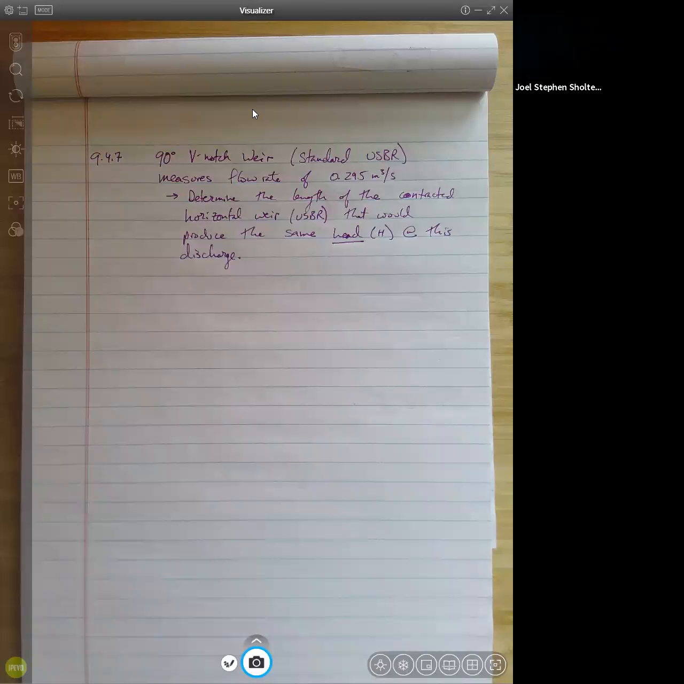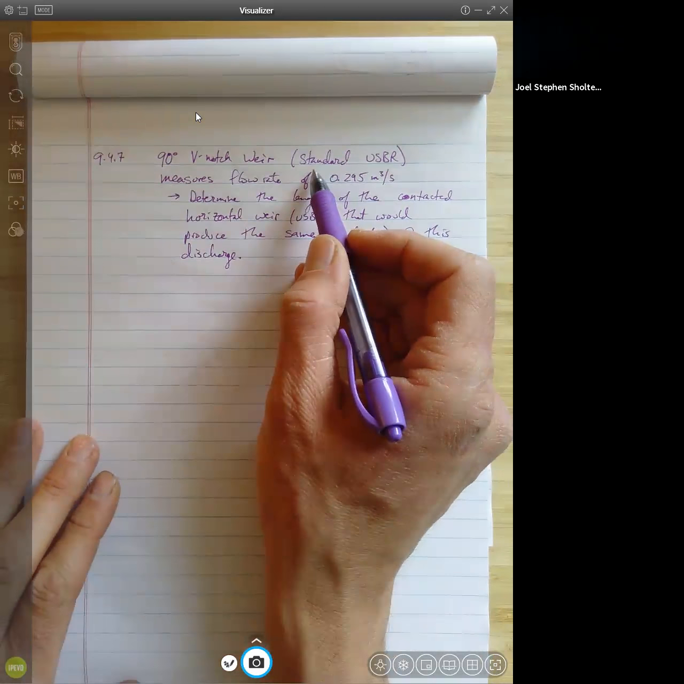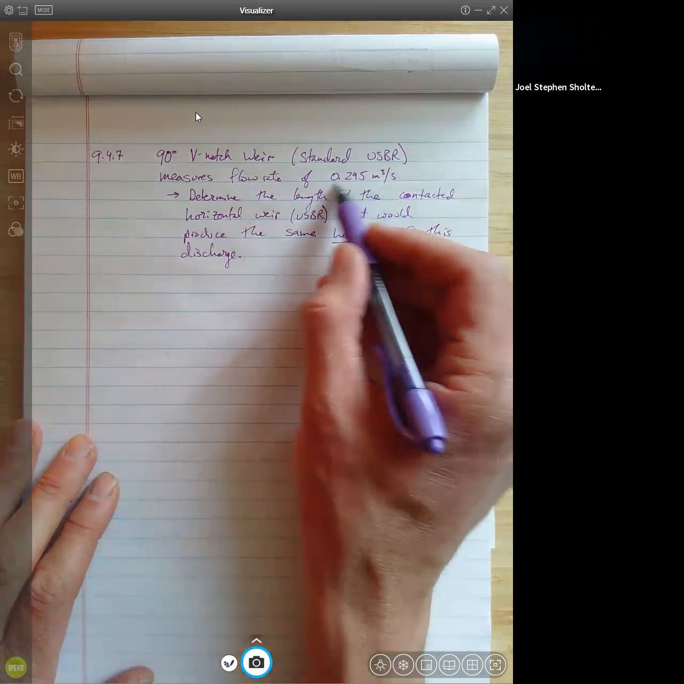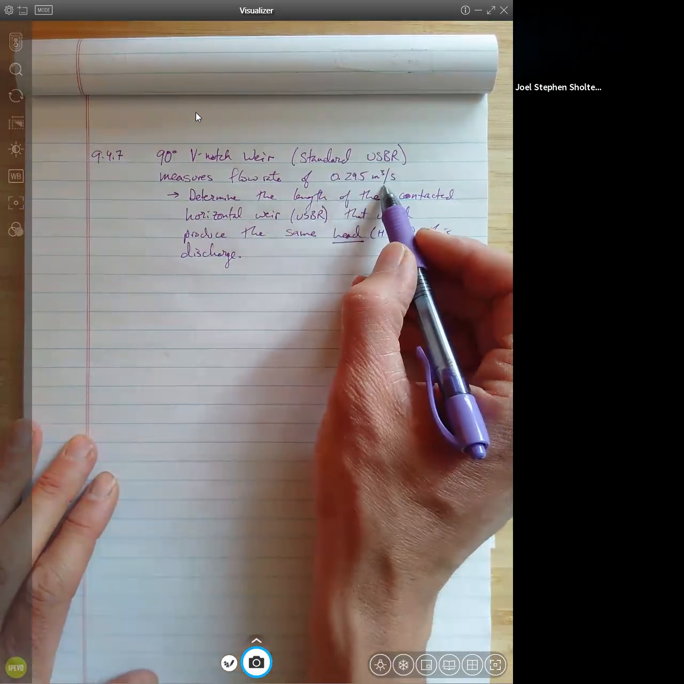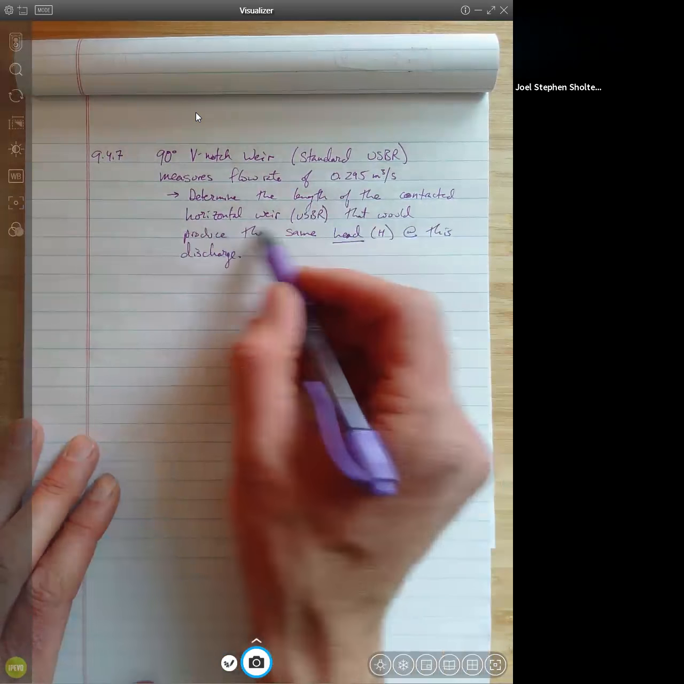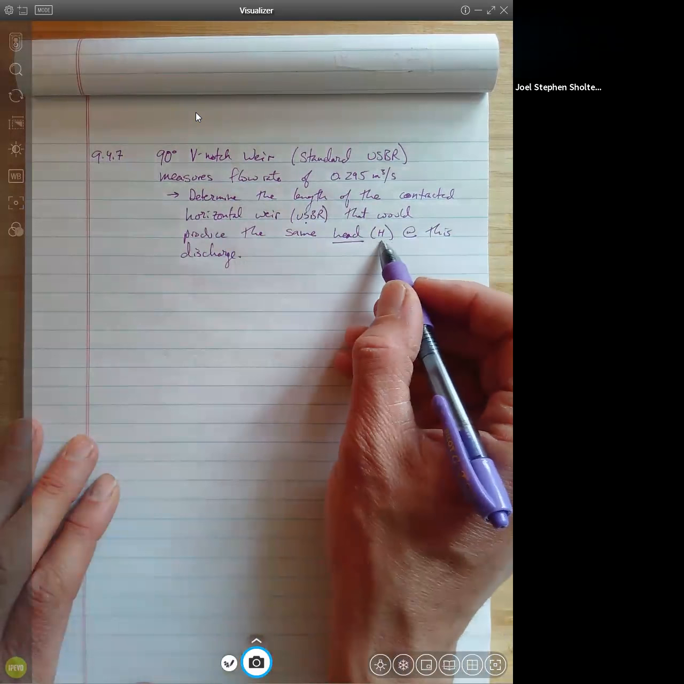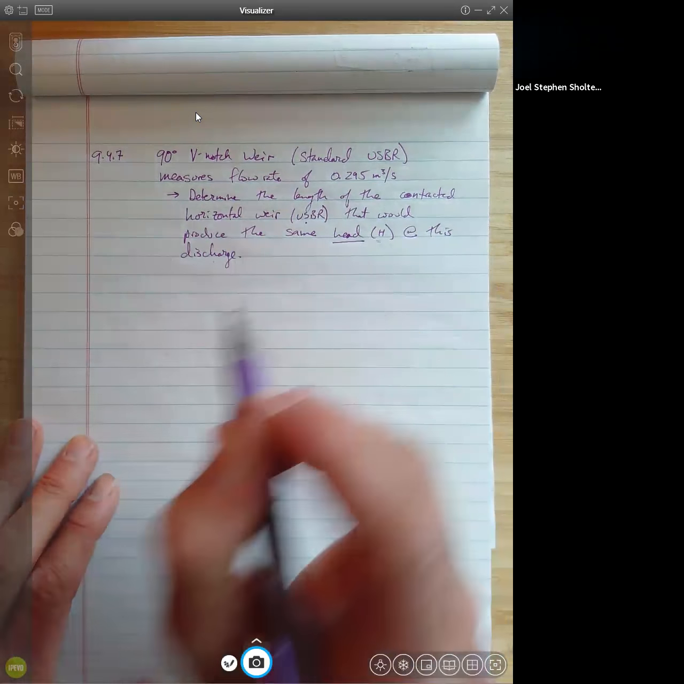The next problem, 9.4.7, is another weir problem. Here we have a 90-degree V-notch weir, standard USBR. It's measuring a flow rate of 0.295 cubic meters per second. And we're supposed to determine the length of the contracted horizontal weir, again USBR, that would produce the same head, or H, upstream of this weir at that given discharge.